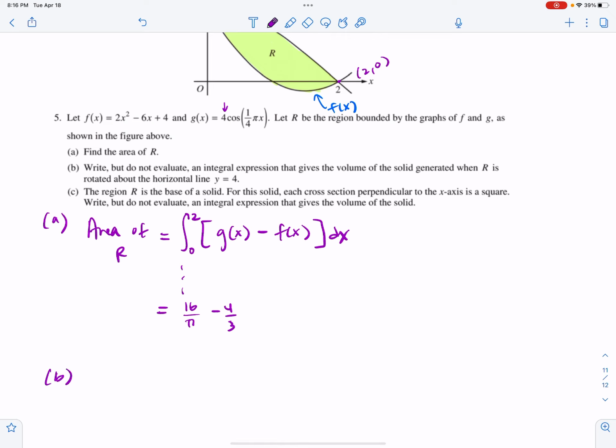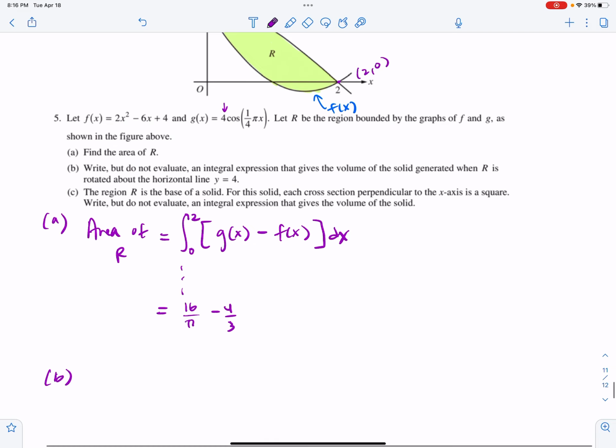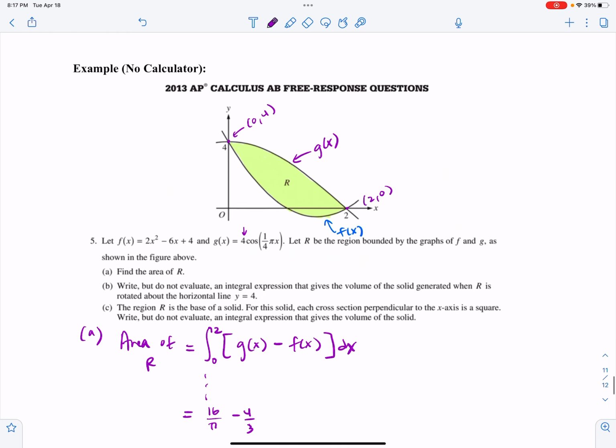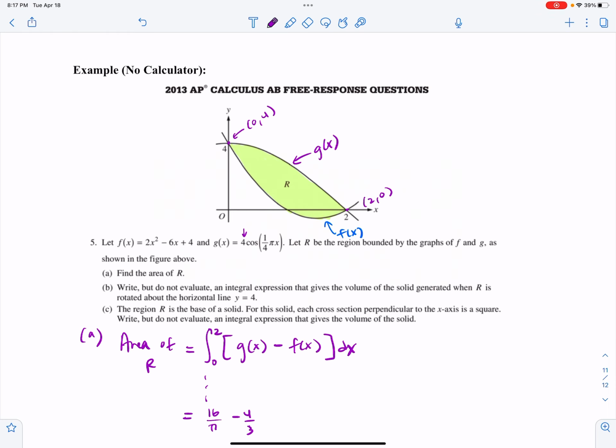Okay, part B, getting into the volumes questions. Write, but do not evaluate, an integral expression that gives the volume of the solid generated when R is rotated about the horizontal line y equals 4.